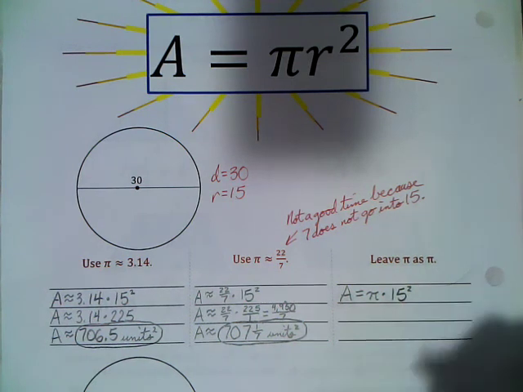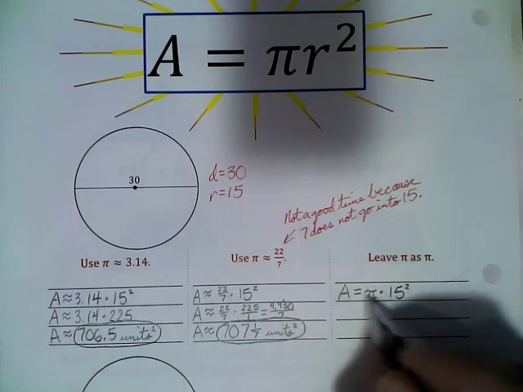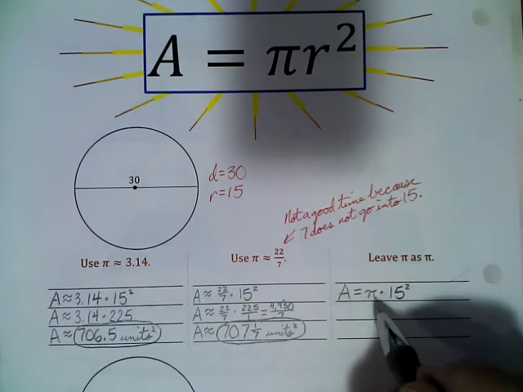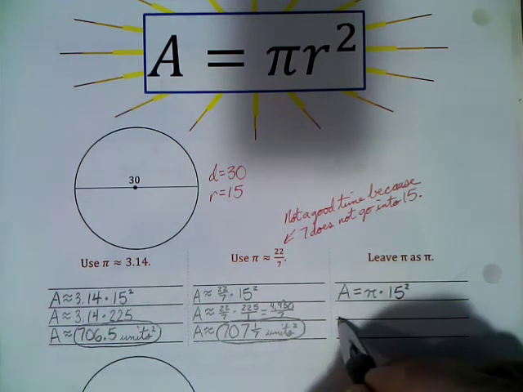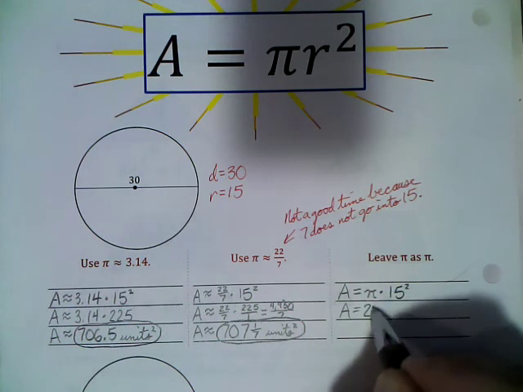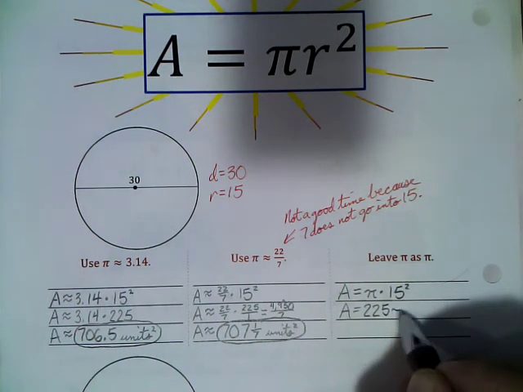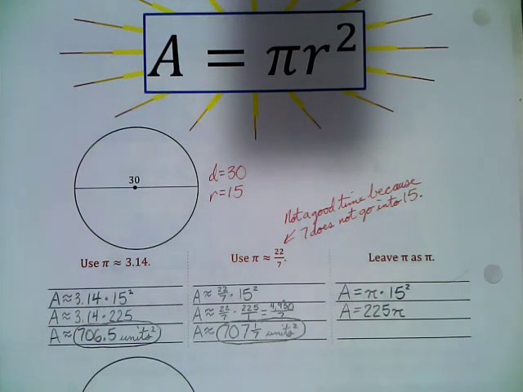Now we know 15 squared is 225. We've already done that twice before. And then pi technically is a number, but since it's written as a symbol, we're going to treat it just like we would x or y or some other variable. And so I'm going to put my number first, 225, and I'm going to put pi after it.